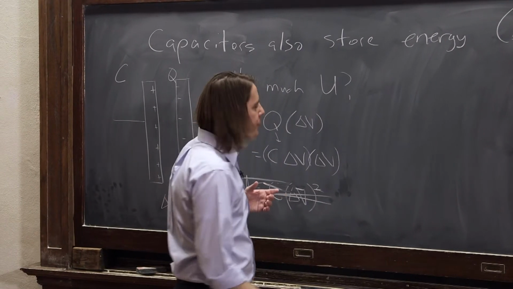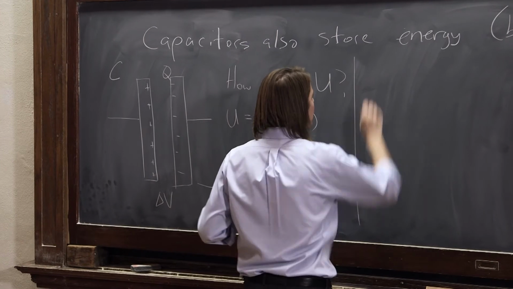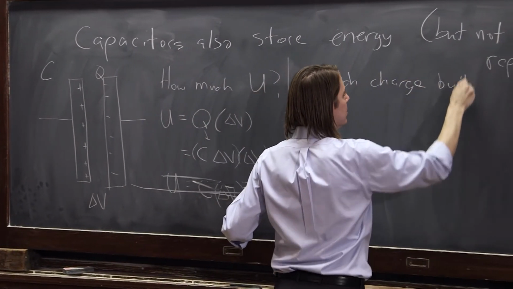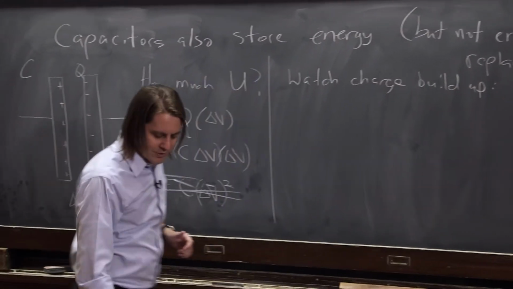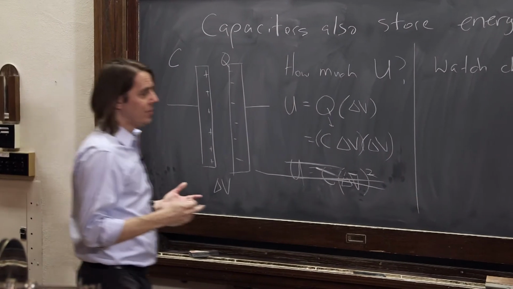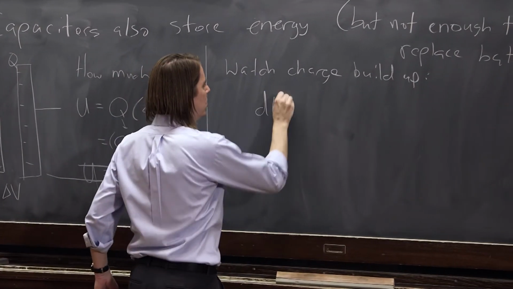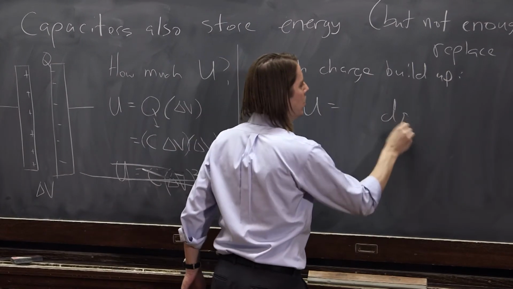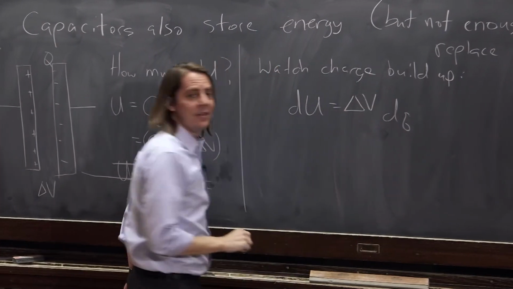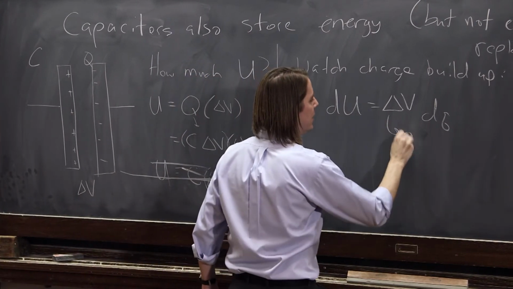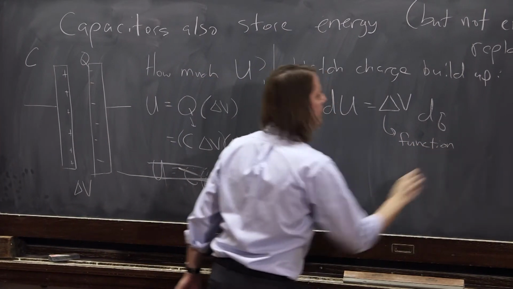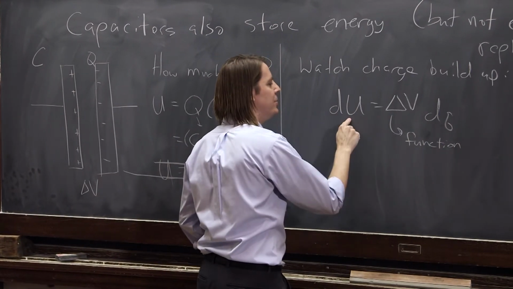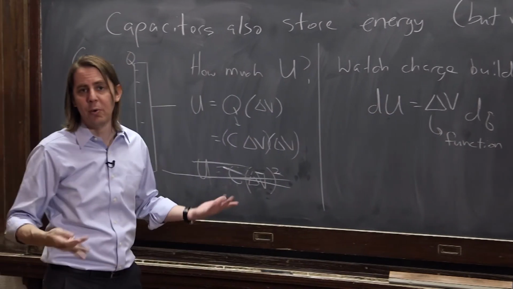So what you have to do is watch the charge build up and think about it. So what we have to do is think about differentials. What little bit of energy dU do we get when we add a little dq? Well, it depends on what delta V was at that time. Okay? So delta V here is a function of how much charge is on the plate. So each charge you add will add some energy. How much? Whatever delta V is. If it's 0, it won't add any energy.